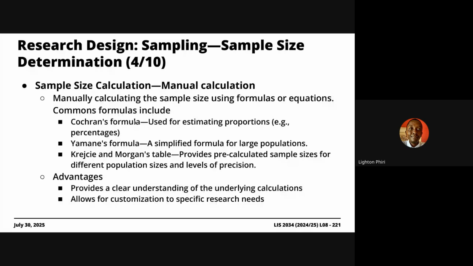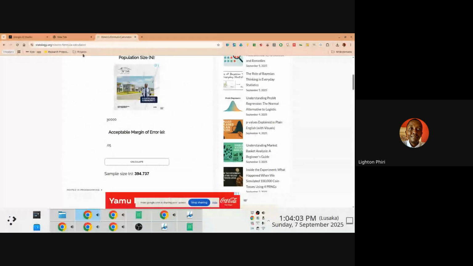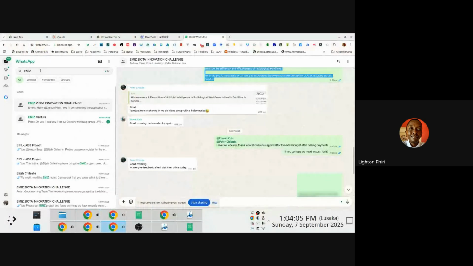I do encourage you to look into these formulas, ladies and gentlemen. You will have fun doing this. In most instances, you just have to choose one and you should be fine with it.